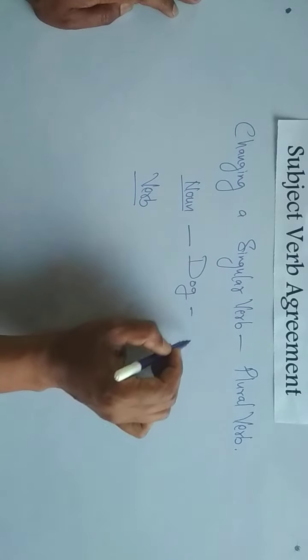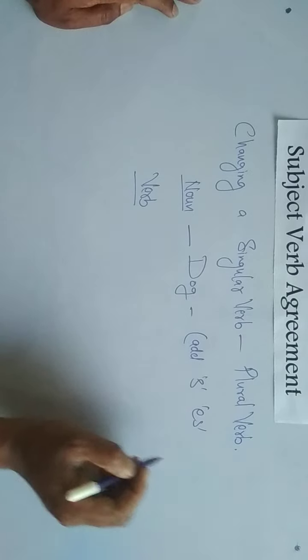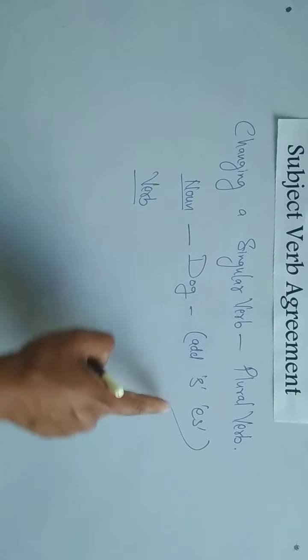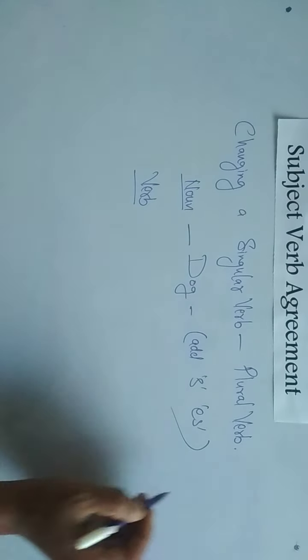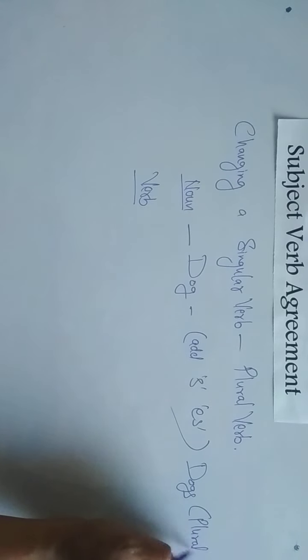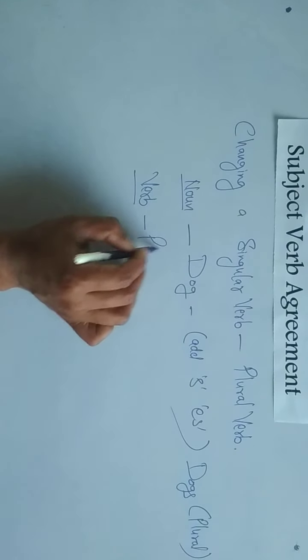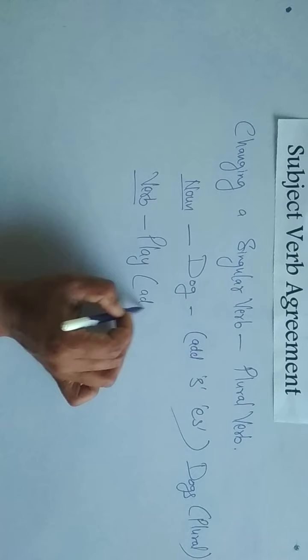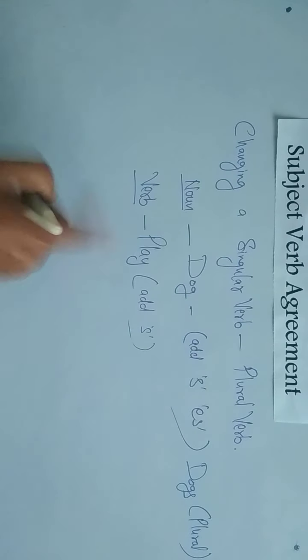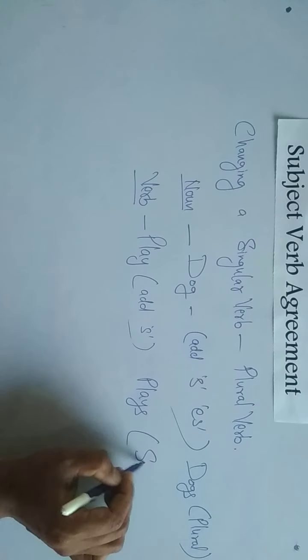So whenever we add s or es to a noun, it makes it plural. For example, dogs. What is dogs here? Plural. And on the contrary, you can say whenever we add s or es to a verb, it makes it singular. Let's take a verb, play. If you add s to the verb play, now it will be plays, but it is now a singular verb.